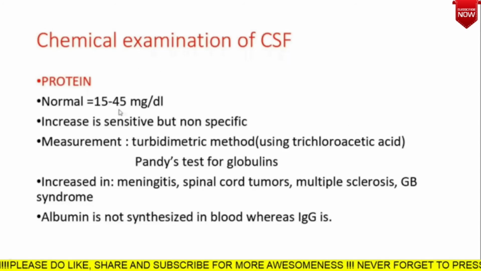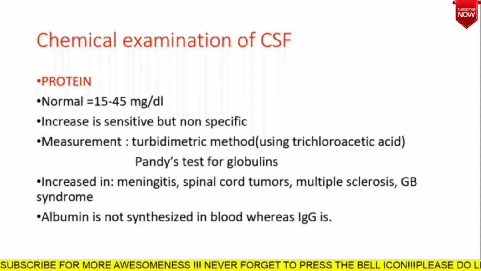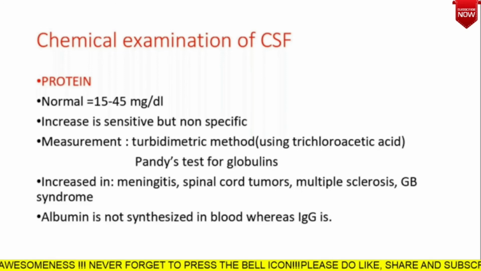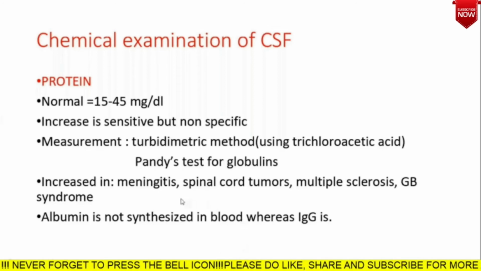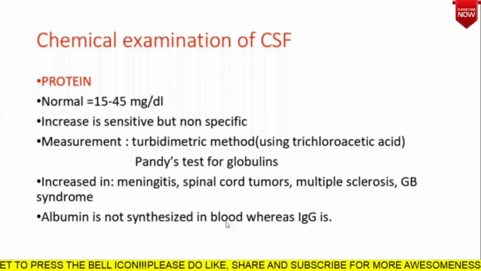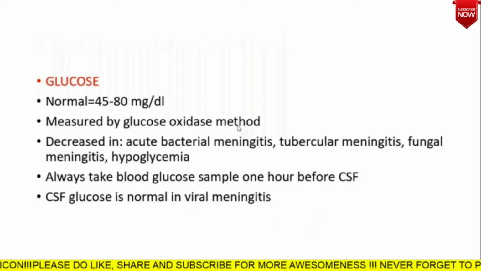Now, chemical examination of CSF, which is basically protein detection. The normal level is 15 to 45. It's high in sensitivity, but it's not a very specific test. It's measured by two methods; the turbidimetric method is used very often. Now, this can be increased in meningitis, spinal cord tumors, multiple sclerosis, or GB syndrome. Remember that albumin is never synthesized within the CSF, whereas IgG, immunoglobulins, will be synthesized.